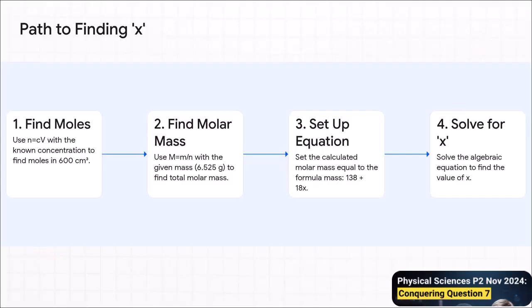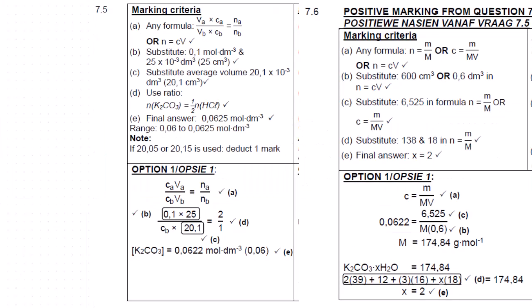Again, this might look complicated, but it's just a chain of formulas you already know. Step 1. Use the concentration we just found to calculate the moles of K2CO3. Step 2. They gave us the mass of the hydrated salt, so we can use that to find the molar mass of the whole thing. Step 3. Now we set up an equation. The molar mass we just calculated is equal to the molar mass of K2CO3 plus 18 times X. And from there, it's just algebra to solve for X. And you know you're on the right track when you do all that math and you get a nice, clean, whole number. The value of X is 2. So the full formula is K2CO3.2H2O. And with that, we have conquered the question.